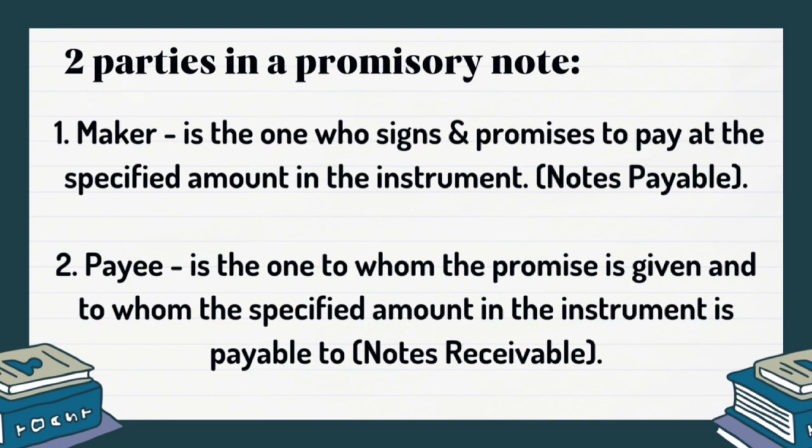The second one is the payee. Payee is the one to whom the promise is given and to whom the specified amount in the instrument is payable. So it is a notes receivable. So mao siya ang mudawat sa promissory note and mao siya ang makadawat sa kwarta.